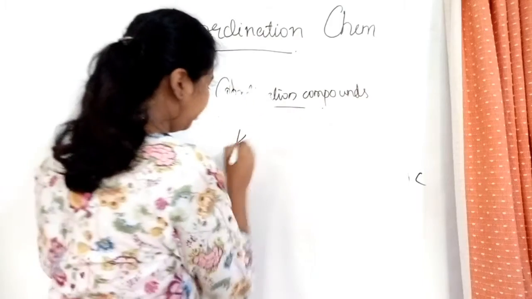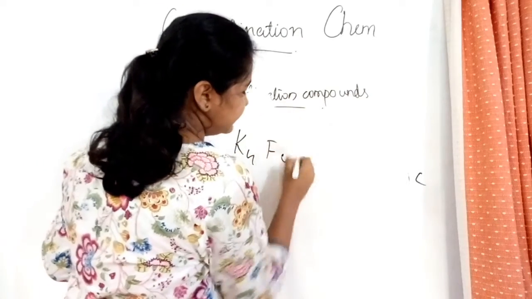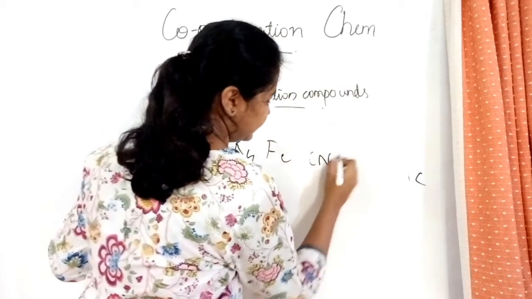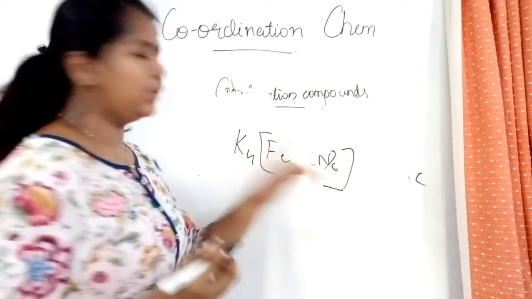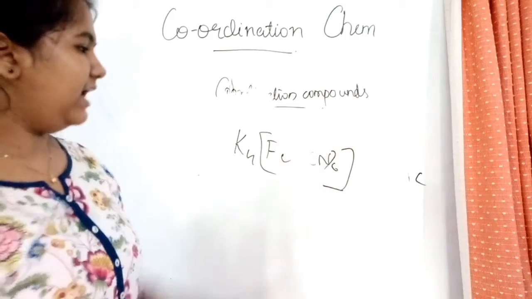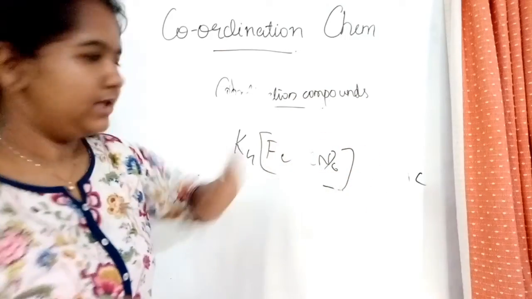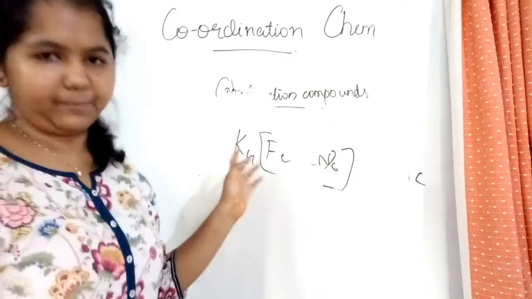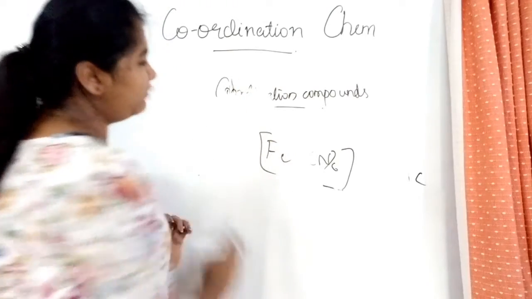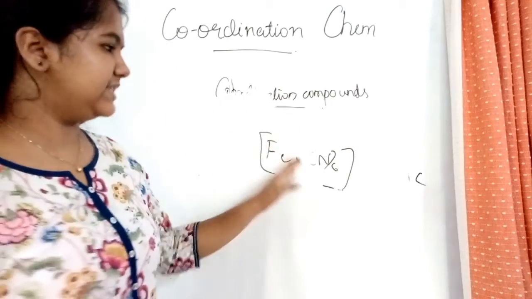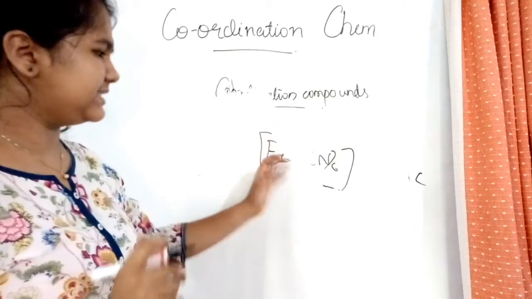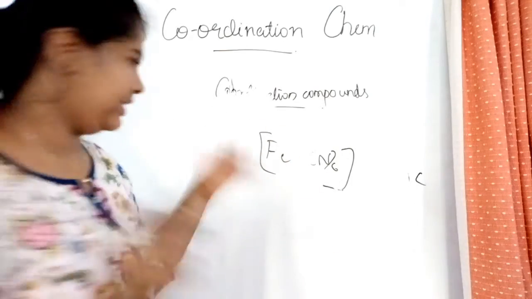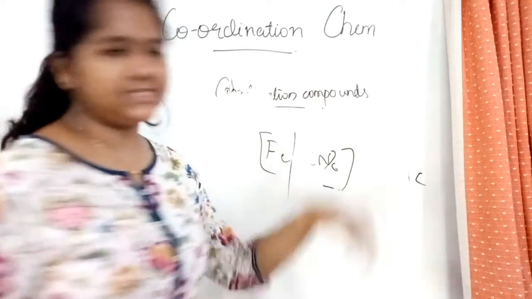So K4Fe(CN)6. Okay? So let's see. Over here we are just considering this entity alone. So let's write K4. Yes. Over here also you can see there are two different combinations of atoms, or two different molecules: Fe and CN6.